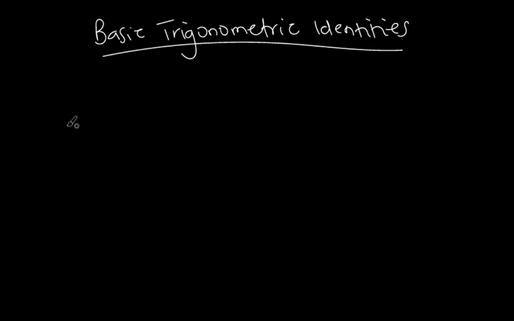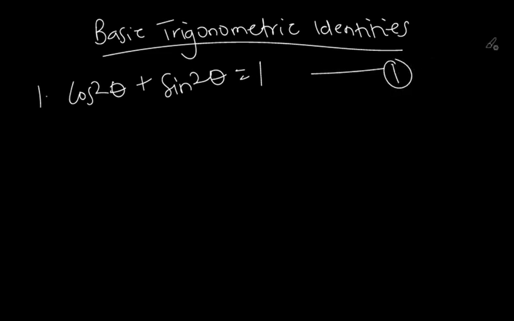The first of the trigonometric identities that we want to look at is the equation given to us by cos squared theta plus sine squared theta is equal to 1. So this is the first trigonometric identity we want to look at.